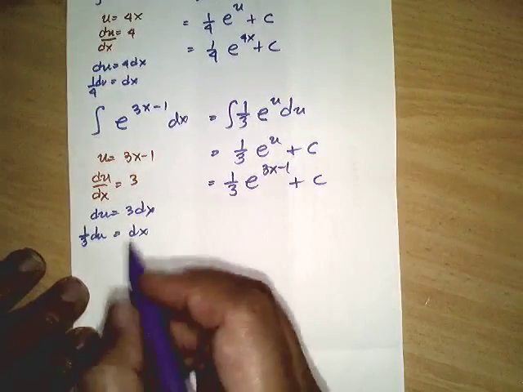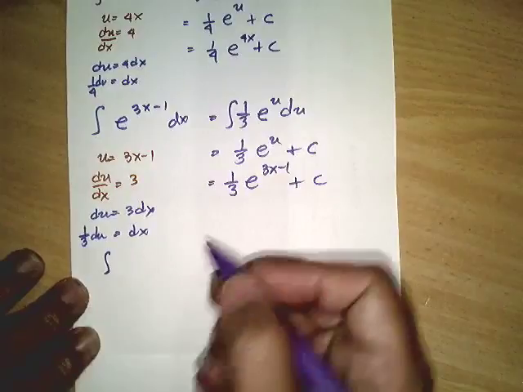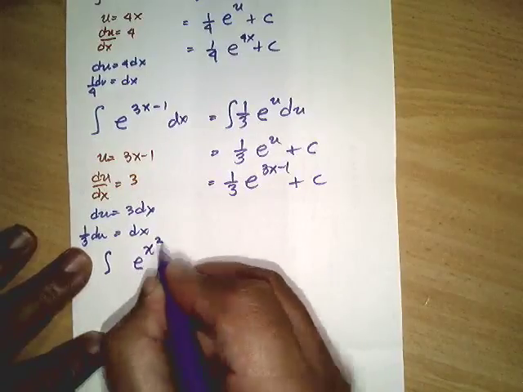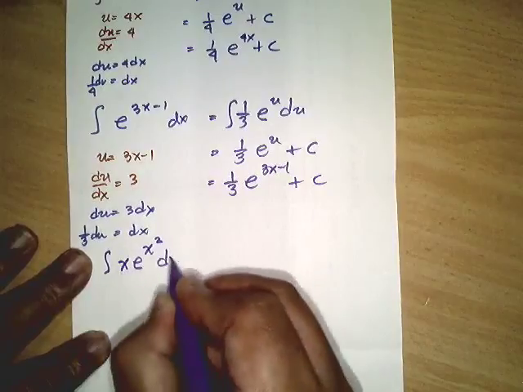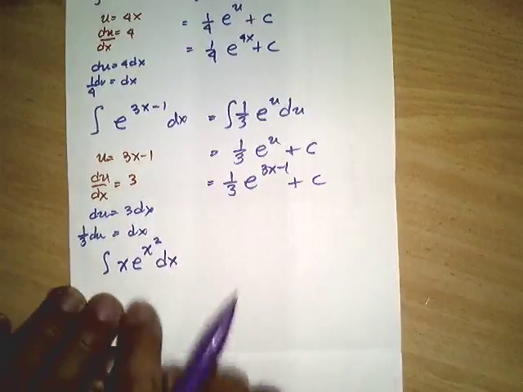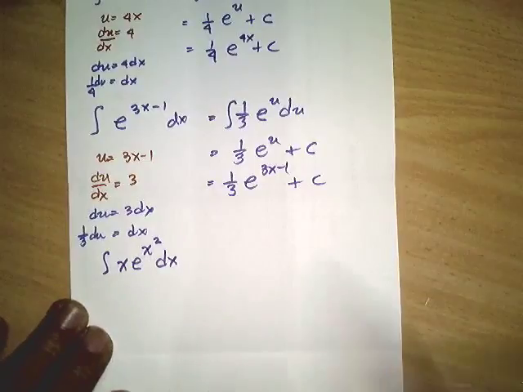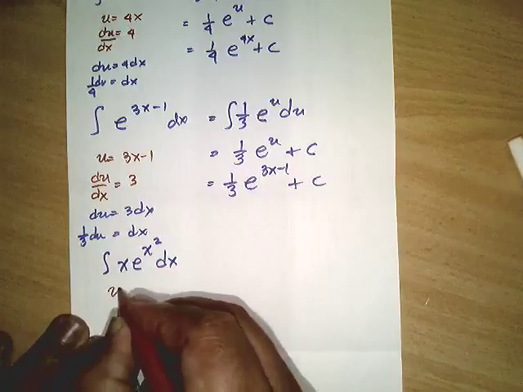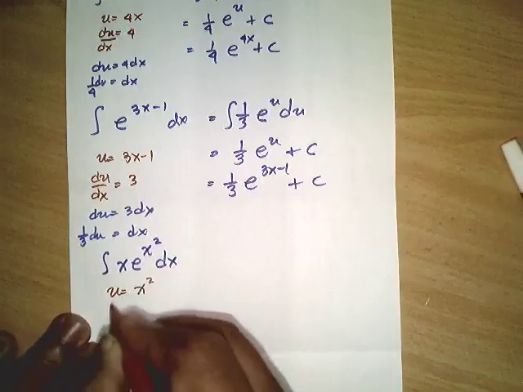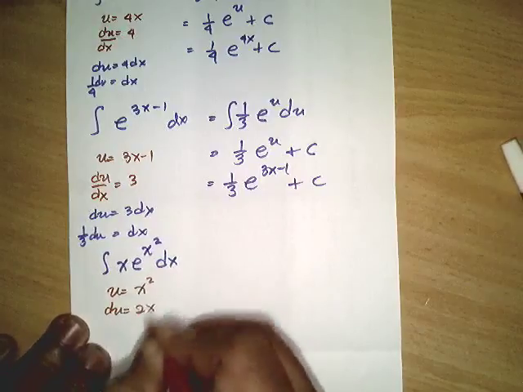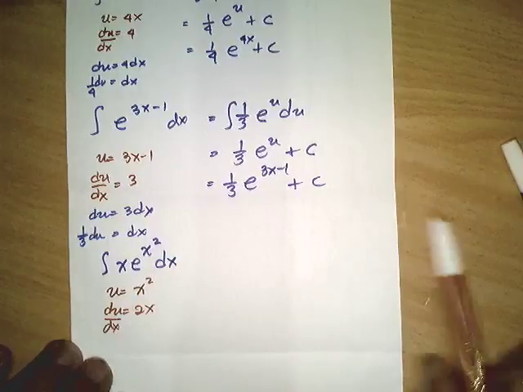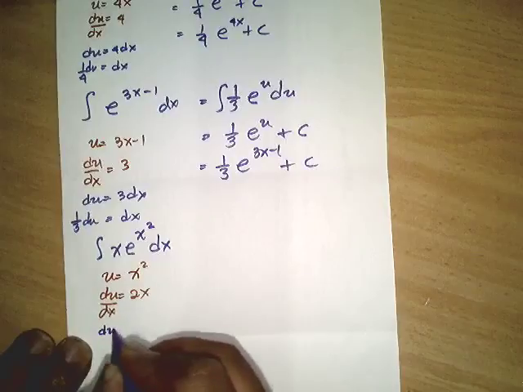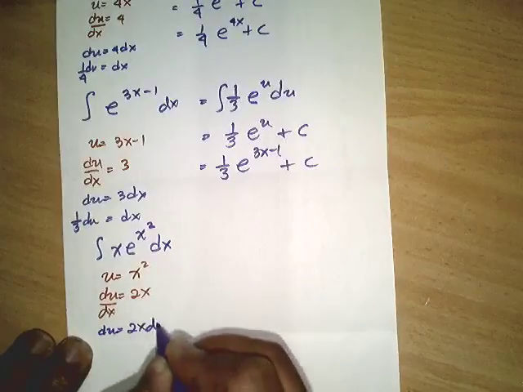Let's try the next example. Suppose I have the integral of e to the x squared times x dx. So this is now your integral. You can use substitution again, because if you let your u be equal to x squared, the derivative du dx is equal to 2x. Therefore, du is equal to 2x dx.